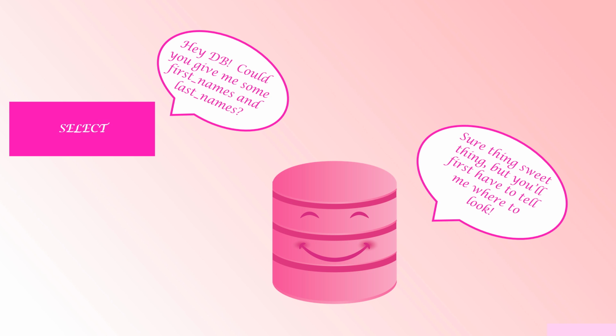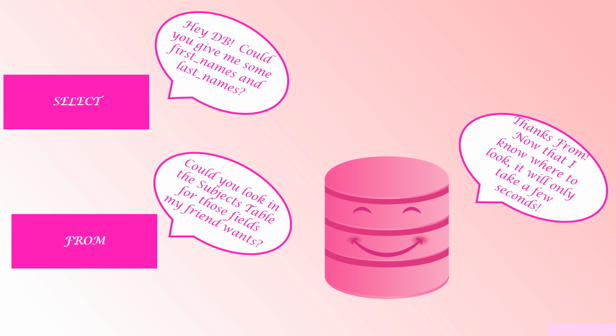So if you recall, the select section will tell the database which fields to return from the database. But the database also needs to know which tables to go to locate the fields in the select section. That's where the from section comes into play. It tells the database which tables to look in for the columns that you're asking for.